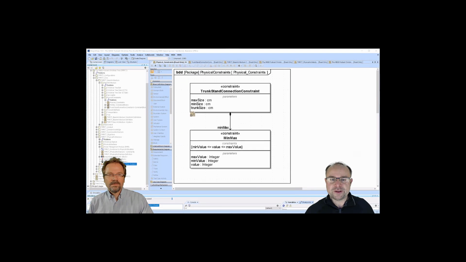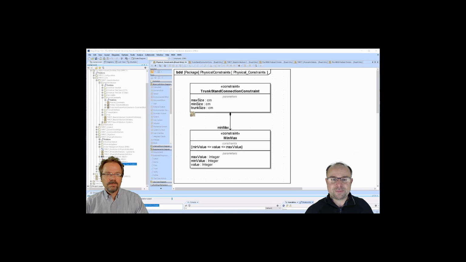First, we need the expressions which are defined by constraint blocks. The lower constraint block specifies a min-max expression using three parameters, min value, max value, and value, which are each typed by our value type centimeter. The constraint block trunk stand connection constraint verifies that the trunk fits into the stand. It does not define a constraint, but owns a constraint property typed by our min-max constraint block.